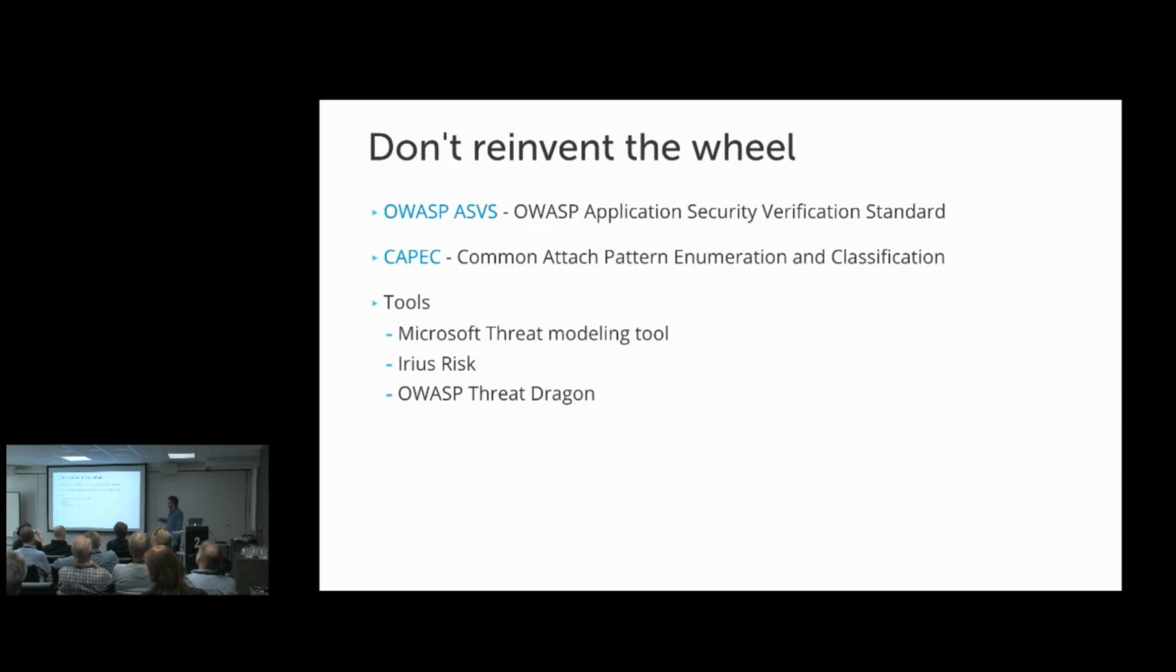Microsoft has created a threat modeling tool that follows this process, but I don't necessarily want to use it. Iris Risk have also created a threat modeling tool where you can model your system, and it will automatically give you some threats that you might want to think about. And OWASP is also coming up with something new called the OWASP Threat Dragon.